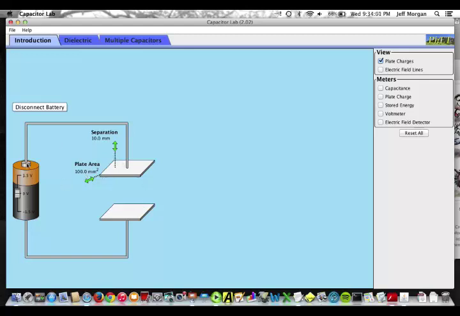And I've connected them to a battery over here, because again, the battery is going to act like a charge pump and pump the charge from one plate to another. So I don't see any charges on the plate right now, but if I notice, my potential difference for the battery is at 0 volts.